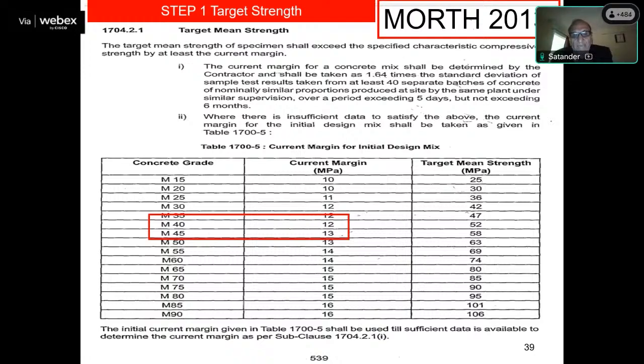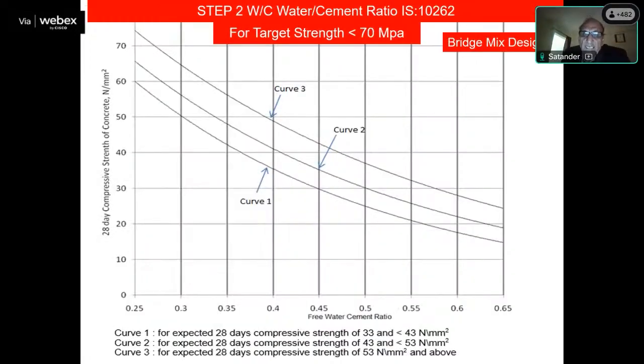This is the only difference. Like if I am designing a 40 grade concrete, my target is 52. If I am doing a CC road, 40 plus 1.65 into standard deviation 5, it is coming to 48. That's all. How to get the target? With this, what changes occur in the mix? If the target is 52 for bridges, and in the case of road the target is 48, what will happen? This is the chart which is given in IS 10262.